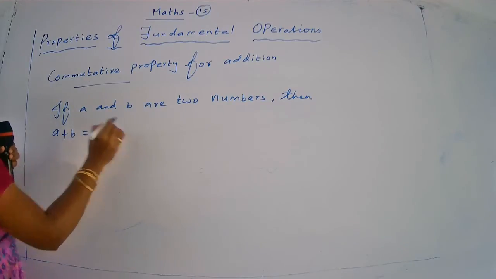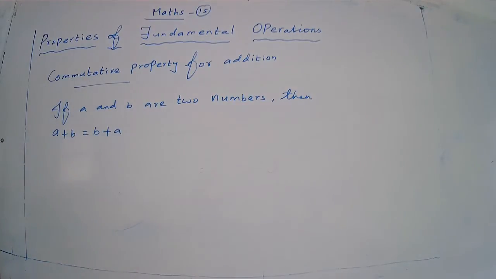So that's why, commutative property for addition, what is the rule? If A and B are two numbers, then A plus B is equal to B plus A. Now you check this property on various sets of numbers. First of all you take natural numbers. Let us take two natural numbers.